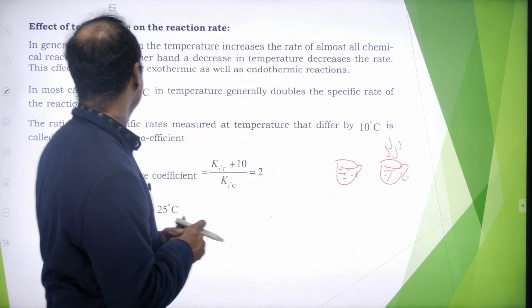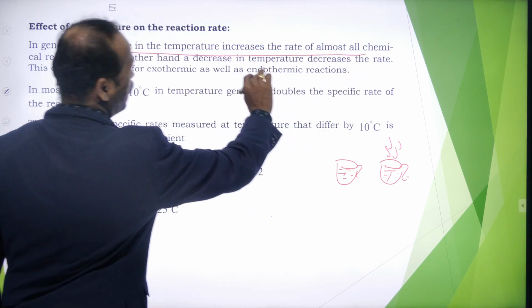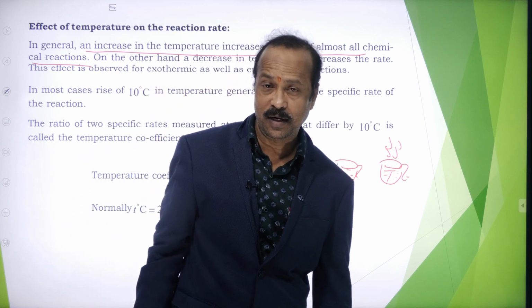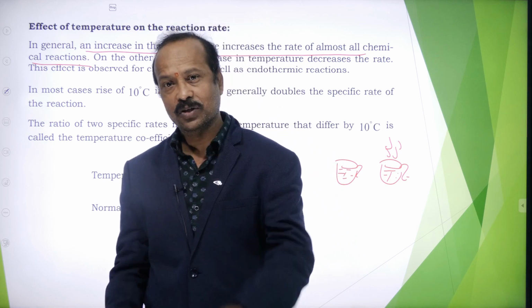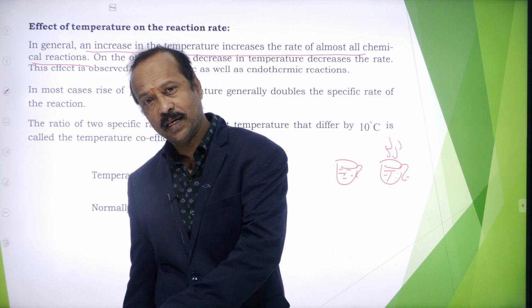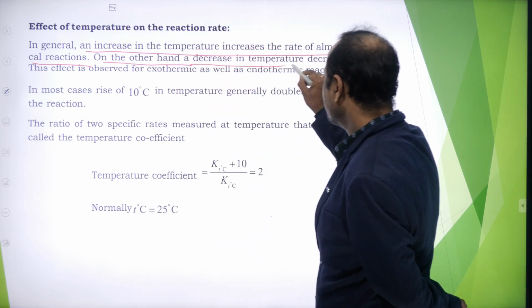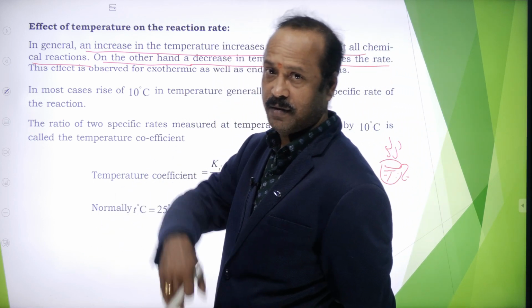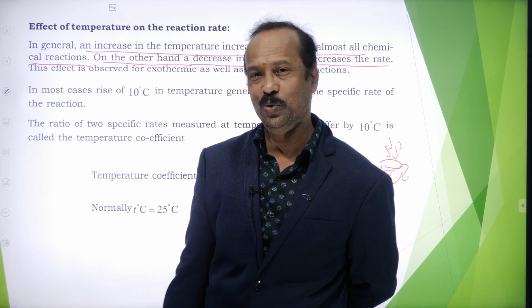Right, students? So see now, in general, an increase in temperature increases the rate of almost all chemical reactions. Similarly, if the temperature decreases, the rate also decreases. On the other hand, a decrease in temperature decreases the rate. So if the temperature is decreased, the reaction will get slower.